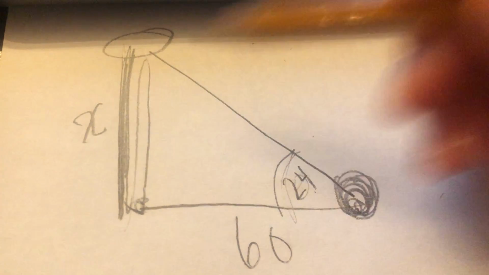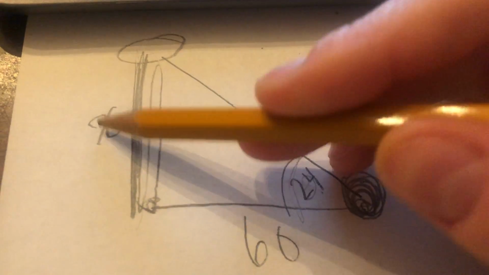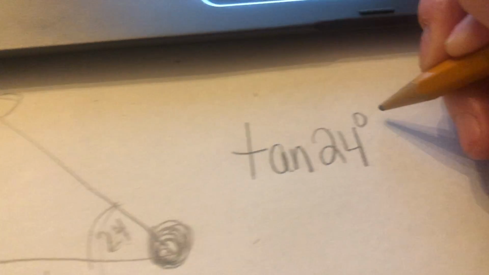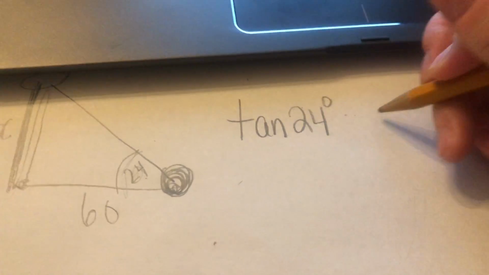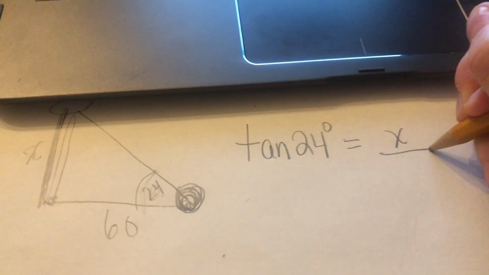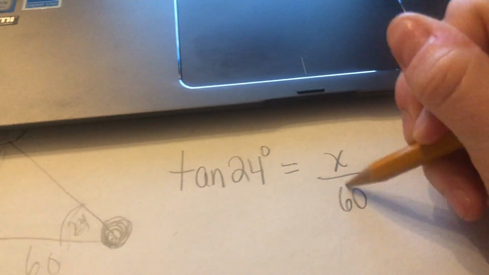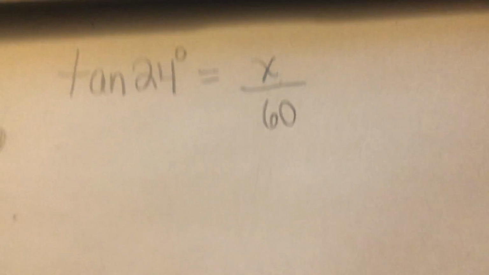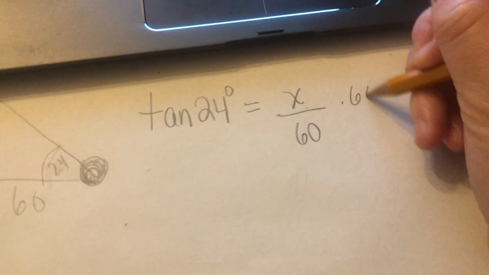Then you're just going to use trig. Which function am I going to use? Well, I have an opposite that I need, and I have an adjacent. So opposite and adjacent, I'm going to do the tangent of 24 degrees equals opposite over adjacent, and then we're going to solve for x, right? So I'm going to multiply by 60, right? Multiply by 60, multiply by 60.